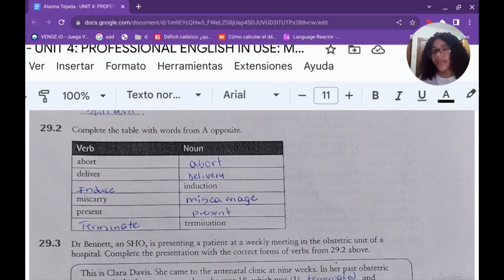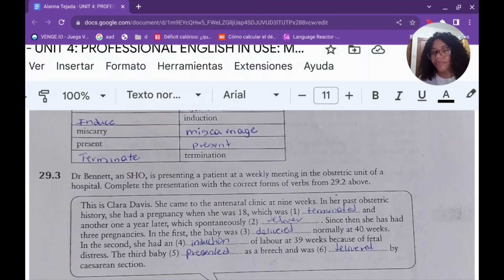29.2. Complete the table with words from A opposite. So we've got verb and noun: abort, abortion; deliver, delivery; induce, induction; miscarry, miscarriage; present, presentation; terminate, termination.